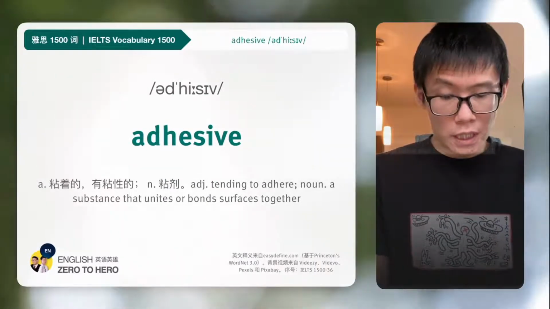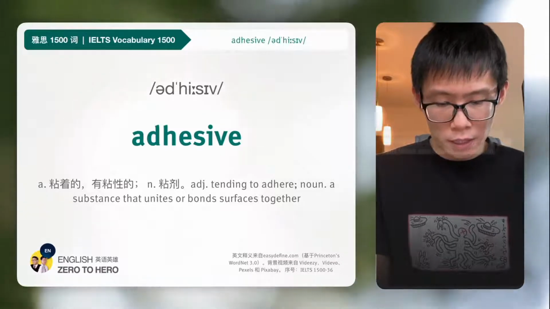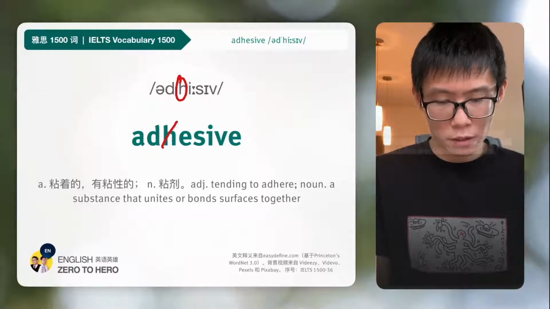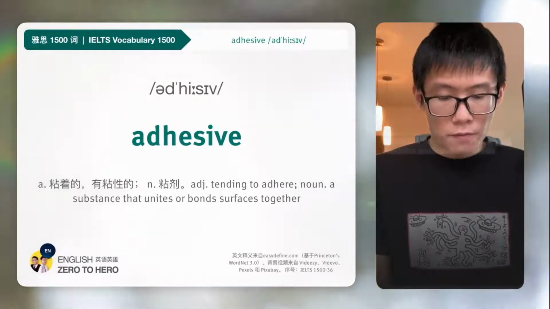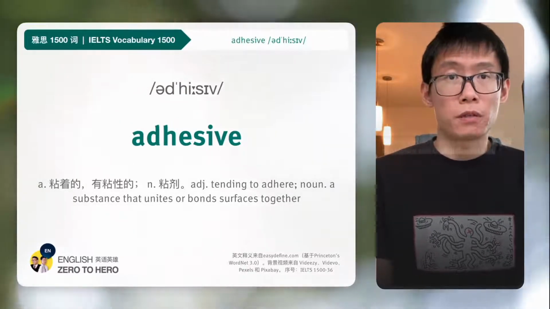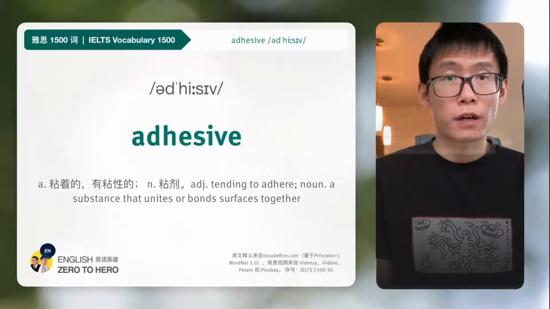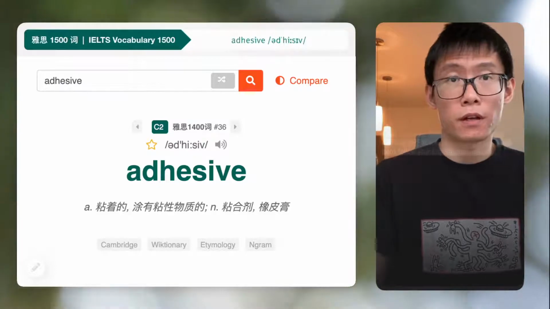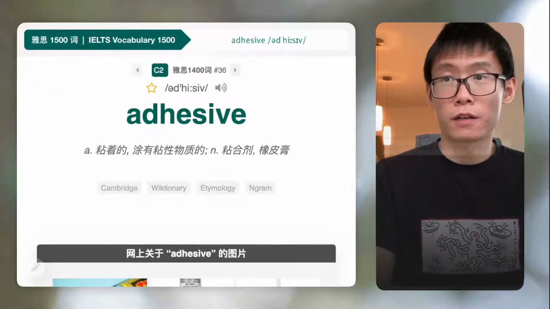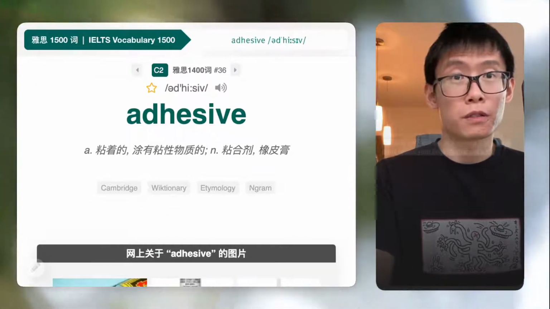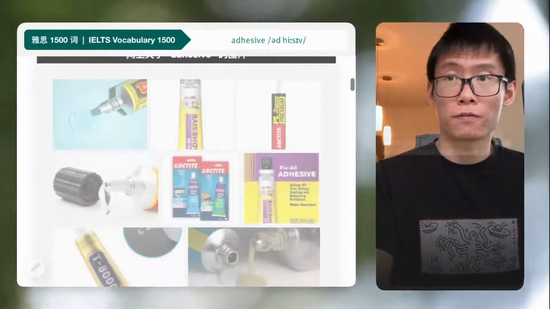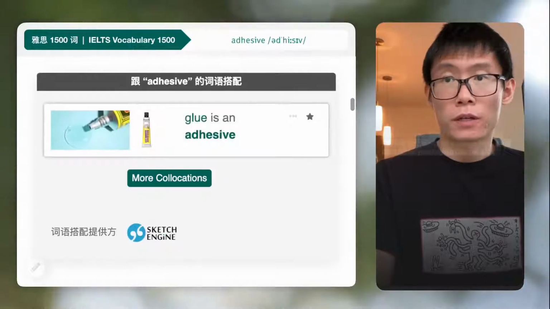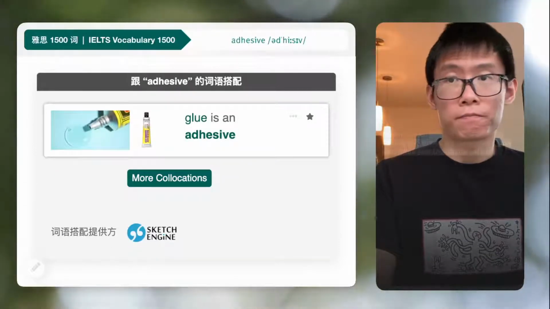So the next word is adhesive. You can say this H or not. Adhesive, like we mentioned before with adherents, it's something that sticks. It's a substance that helps you stick. 就是像胶水这种东西啊，就是 adhesive. 胶水就是一种 adhesive. Glue is a kind of adhesive. For example, we can say glue is an adhesive.